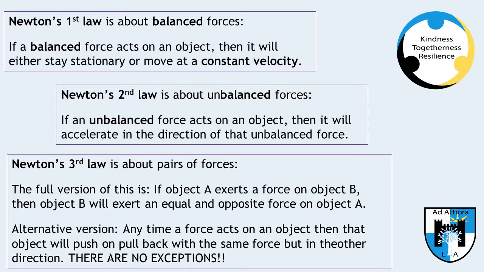Newton's third law is about pairs of forces. We've done this a lot last year, but the full version is if object A exerts a force on object B, then object B will also exert an equal and opposite force on object A. An alternative way of thinking about this is that whenever anything applies a force to any object or body, whatever it is, then that object must apply a force back. You cannot have one force just acting on its own. There has to be an opposite force, and there are absolutely no exceptions to this. That's kind of a weird thing to think about, but it's absolutely true.